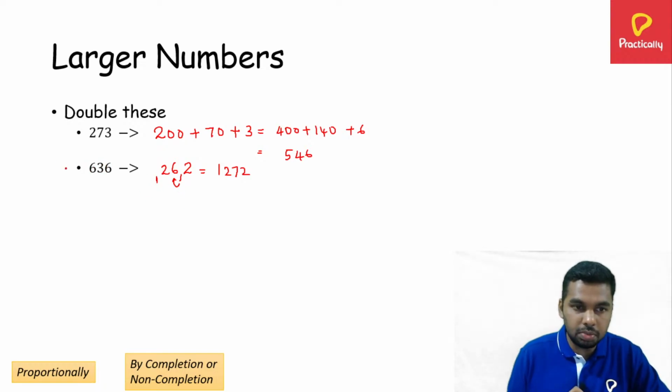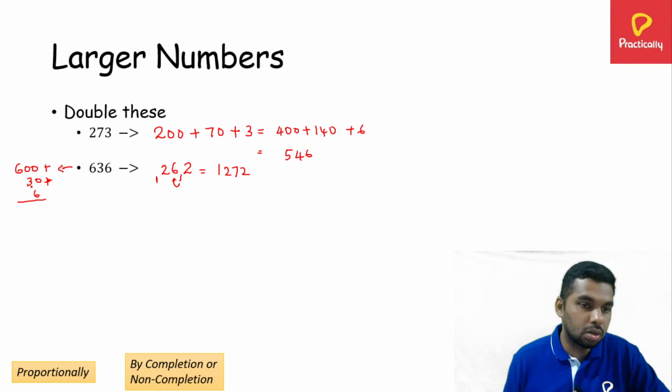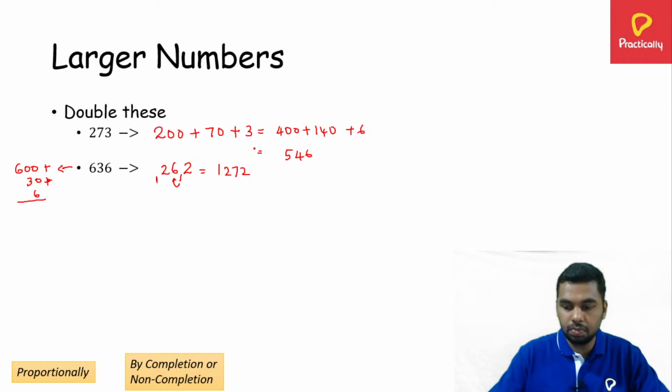So this is just by splitting each of the digits. But if you don't like this method, you can do another method. Write this as 600 plus 30 plus 6. You can double 600, which is 1200, double 30, which is 60, double 6, which is 12. So 1200 plus 60 plus 12, which is 1272.